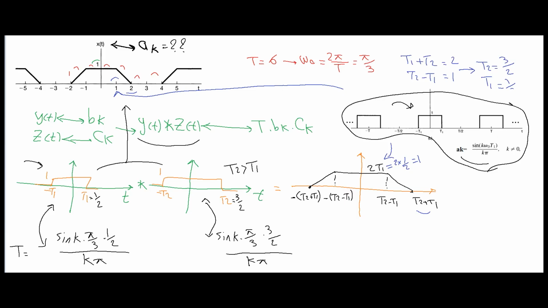Now, using the convolution property, we multiply these coefficients and also multiply by T. a_k equals T times the product of the two coefficients. Since T equals 6, we get a_k equals 6 over k²π² times sin(kπ/6) times sin(kπ/2).